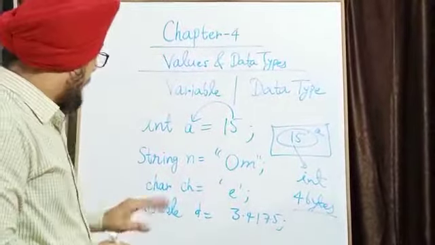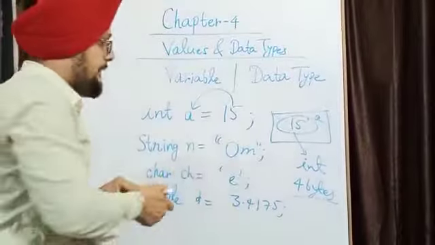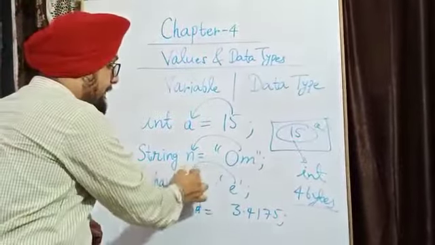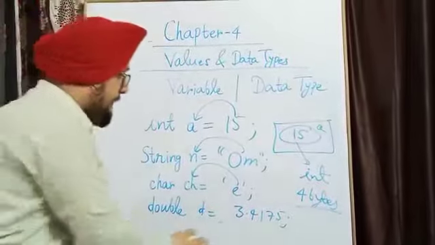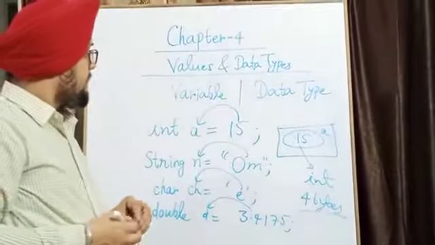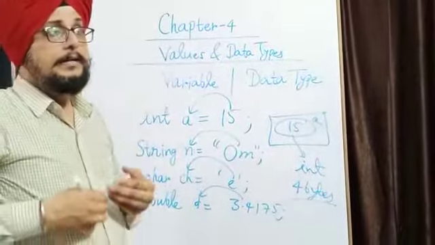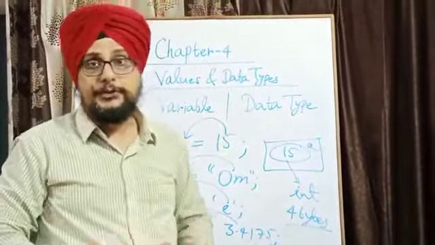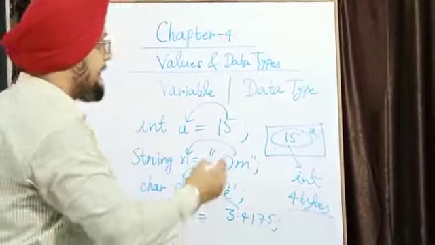Like this, string n equal to Om, this value will be assigned to the variable n. This e will be assigned to variable ch. This 3.1475 will be stored in the variable d. So a variable, we can say, is a named location in computer memory where the value is to be stored. Now we talk about data type.